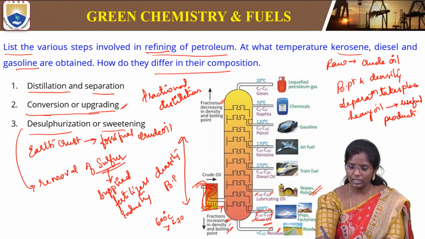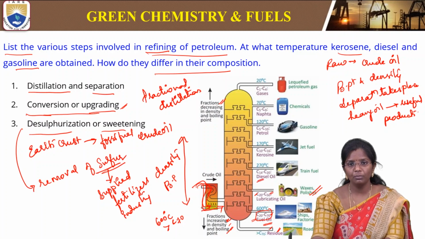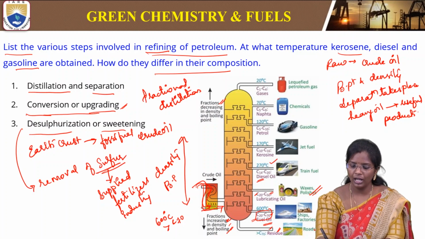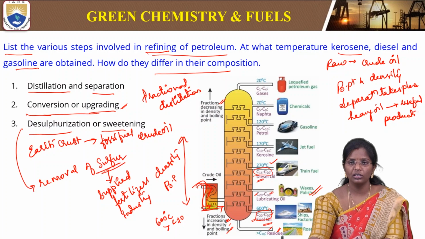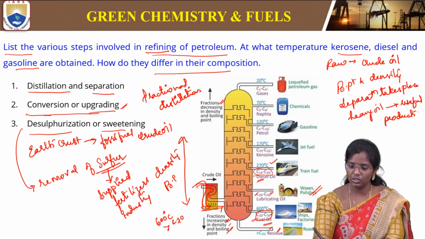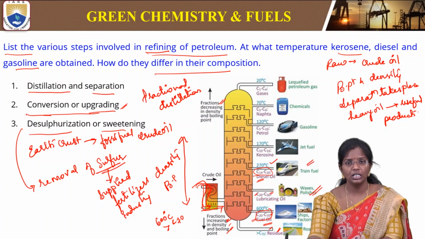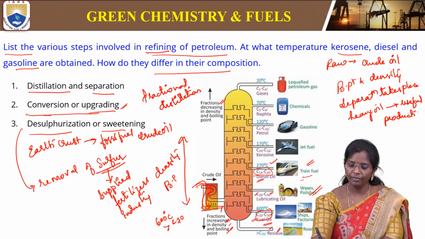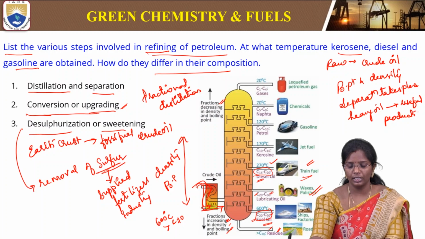So next is the diesel oil. The boiling point will be less. It is 270 degrees centigrade and has the carbon chain between C14 to C20. That is used as diesel oil for running automobiles or train fuel, mostly for running trains.